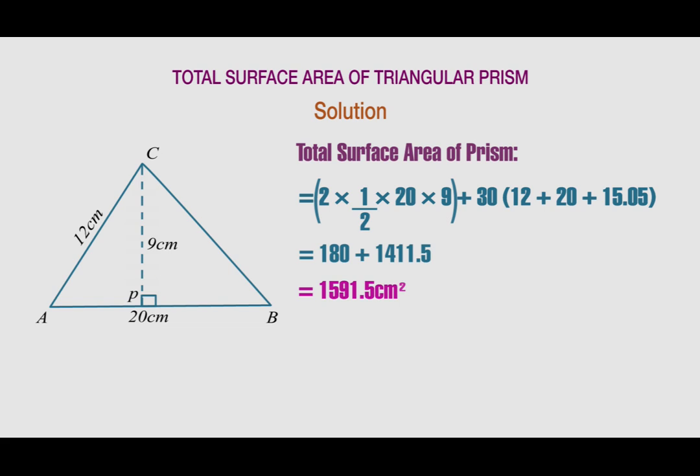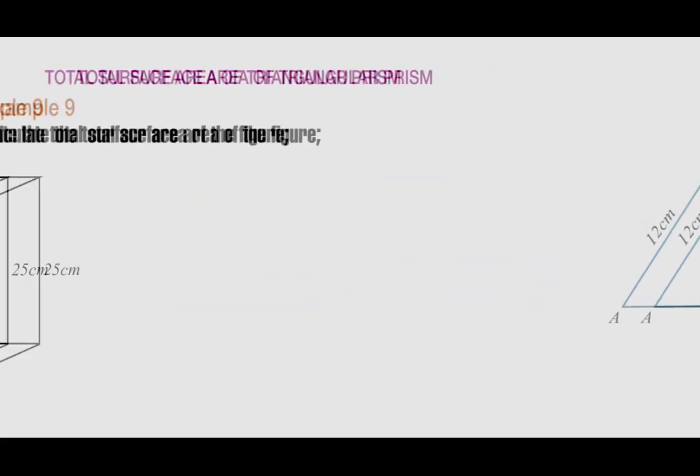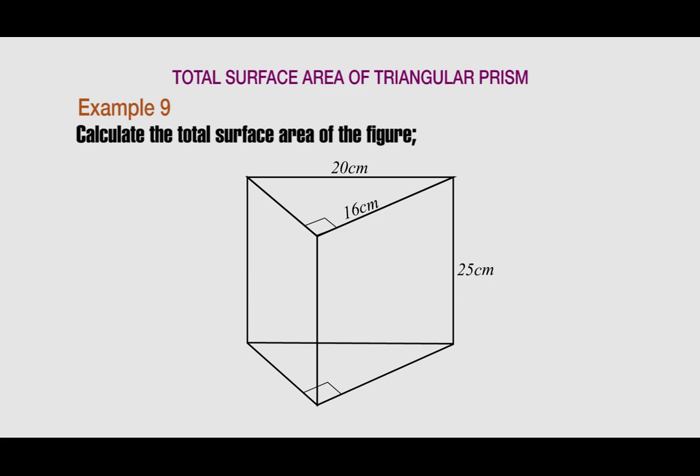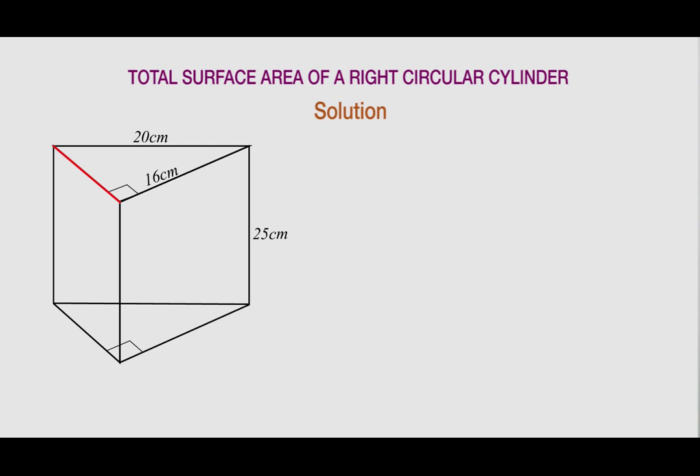Let's look at another example. Calculate the surface area of the figure you see on your screen. Let's look at the solution. To easily calculate the total surface area of the figure, we have to find the length of the unknown parts of the right-angled triangle indicated in the diagram. We have shown this side with a red mark. We let that length be equal to x.